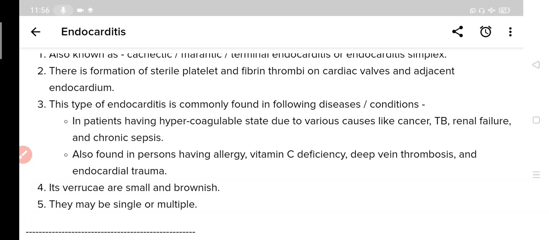Its verrucae are small and brownish, and they may be single or multiple. So, these are the three types of non-infective endocarditis. In the next lecture we will look at infective types of endocarditis.